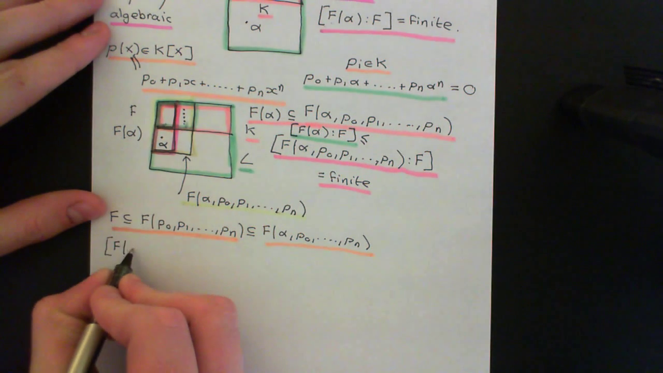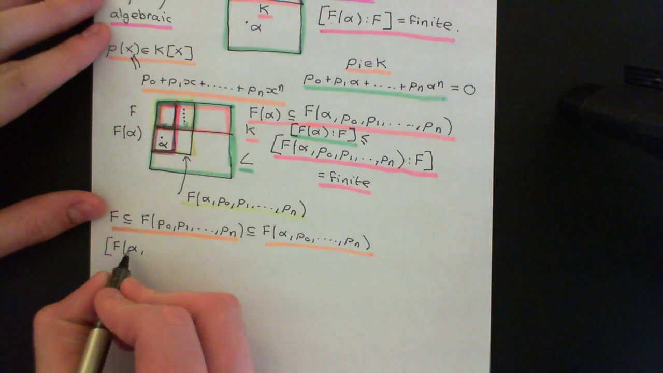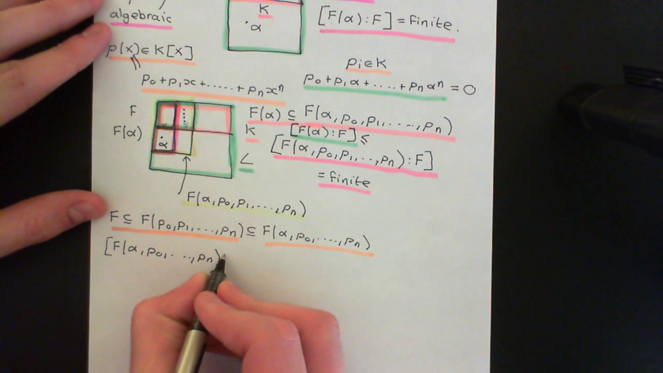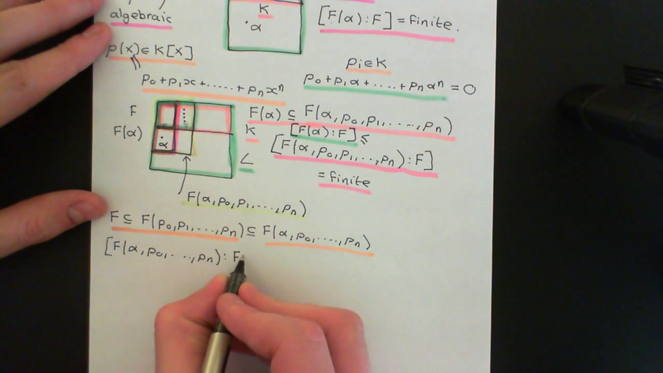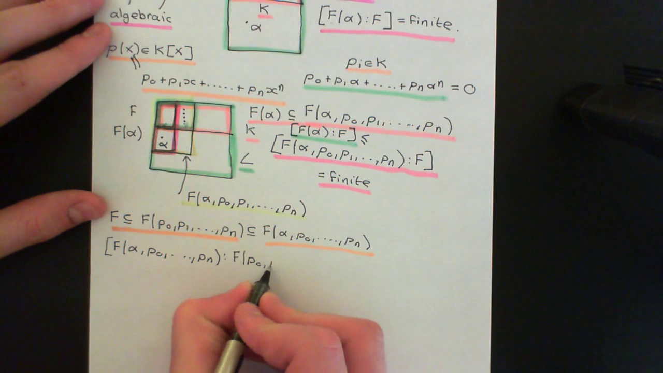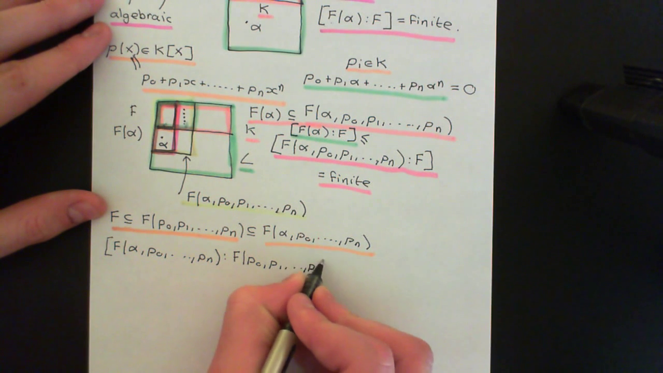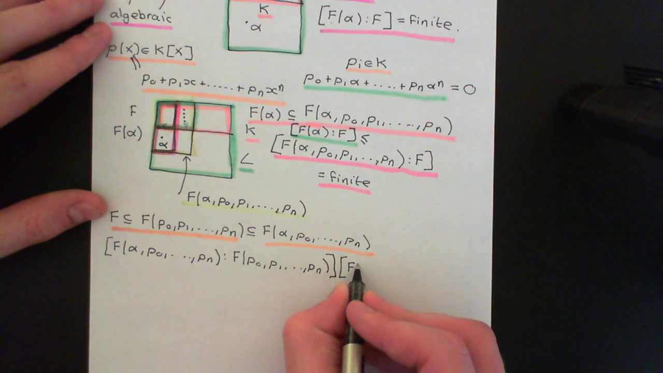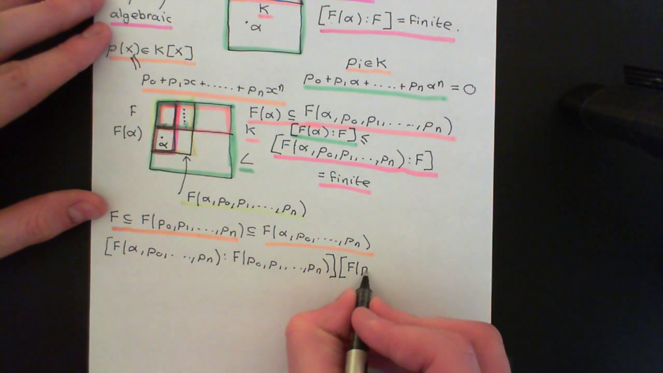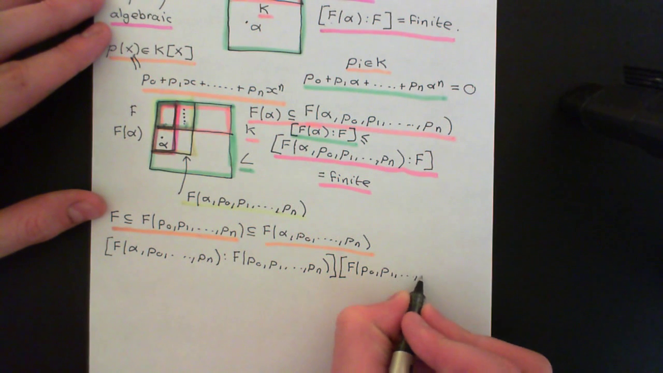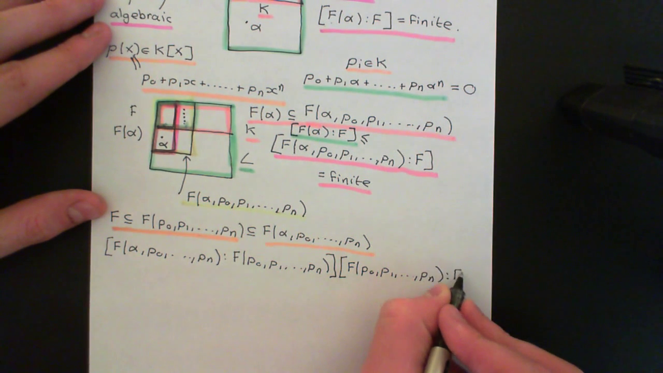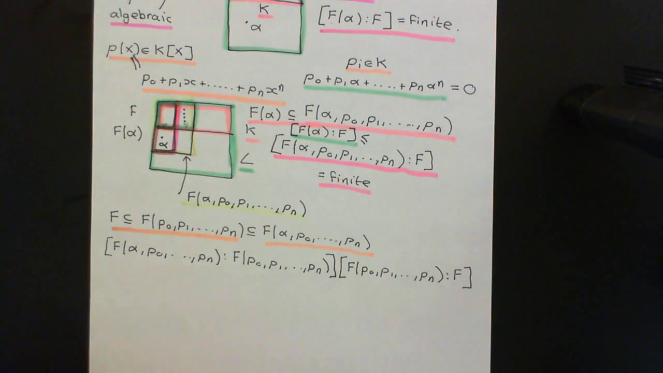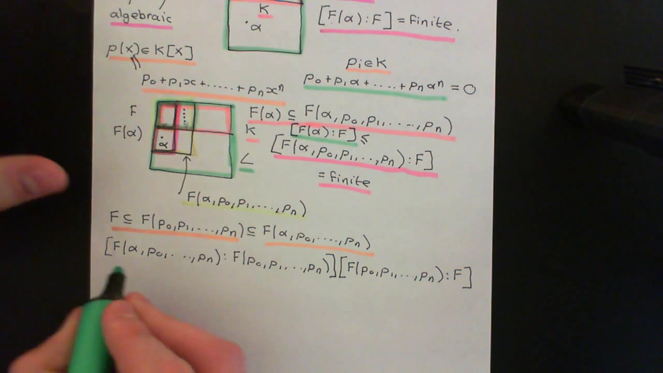So now let's consider the degree of the field extension of F generated by alpha, P0, all the way up to Pn, over this thing instead, so the field extension of F generated by just P0, P1, all the way up to Pn here. And then what we'll need to do is multiply this, and I hope it all fits in one line, with the degree of the field extension of F generated by P0, P1, all the way up to Pn over F. So hopefully you all agree that this thing is equal to this thing just by the Tower law, which we discussed in a previous video in this playlist on field theory.